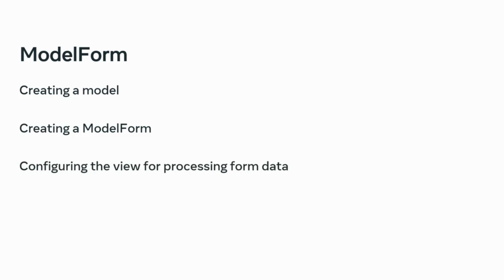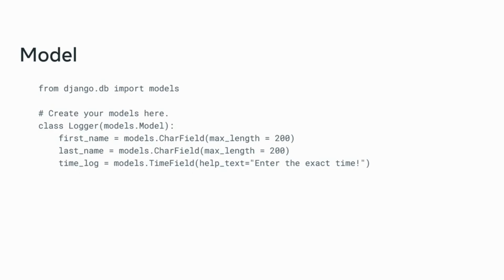There are three main processes involved when creating a model form: creating a model form, and configuring the view for processing form data. Let's take an example. Say you want to create a logging form for the employees of the Little Lemon restaurant to log their work hours. Let's say you created a model called logger and passed the models.model argument to it.